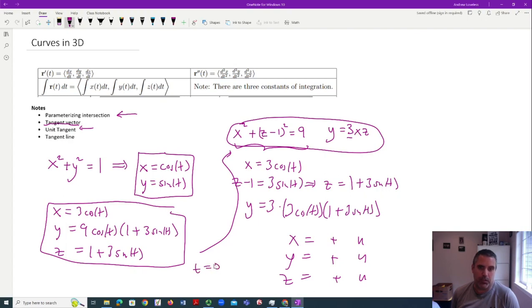For example, if I told you t was 0, you'd plug in a 0 here, and this would be 3. This would be 9. This would be 1. And then you'd have to take the derivatives and plug them in and get that. So there's a tangent line. Okay, we played that game.